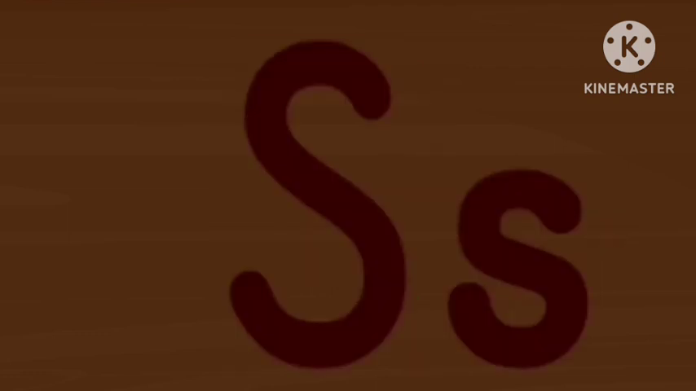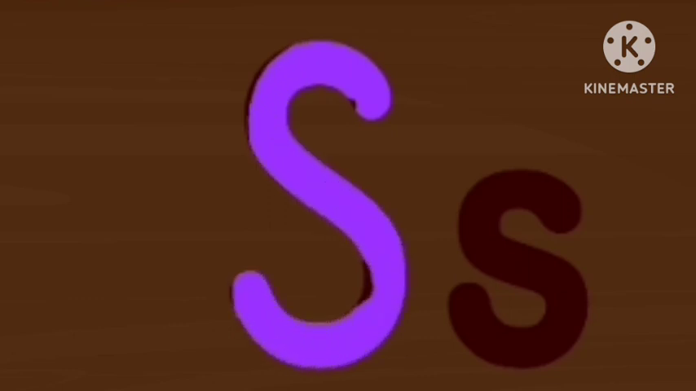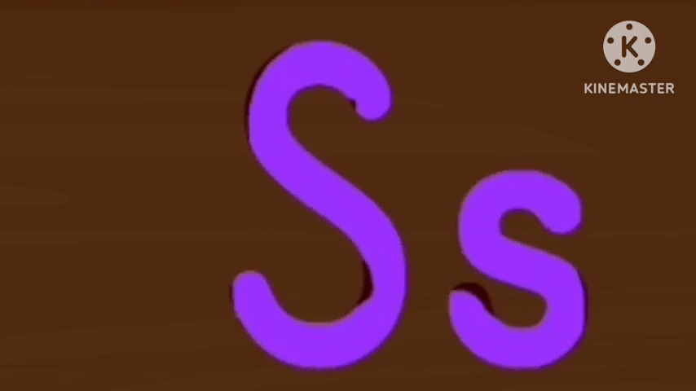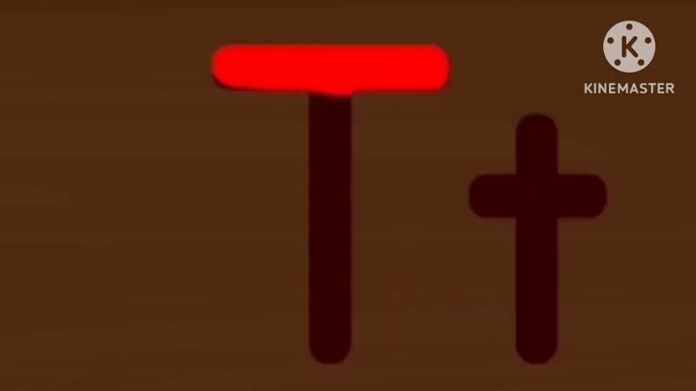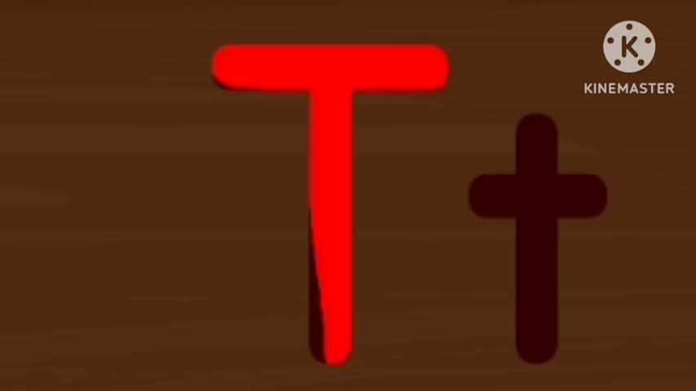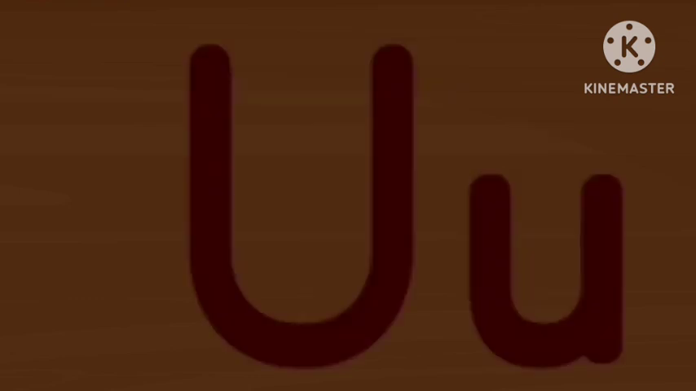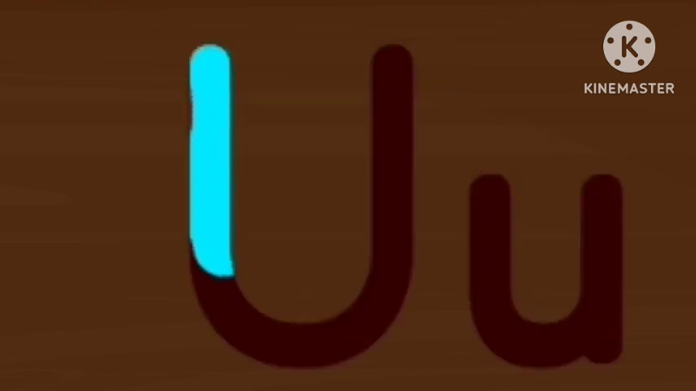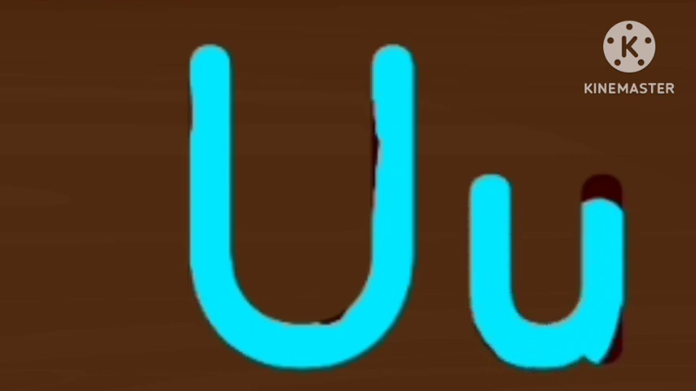And after R comes S. Yes, this is capital S. And this is small s. After S comes T. One sleeping line and one standing line. For capital T, for small t also the same. Then comes U. Yes, this is capital U. And this is small u.